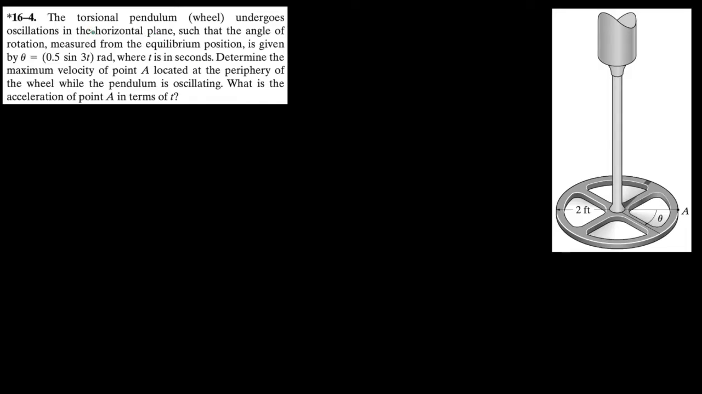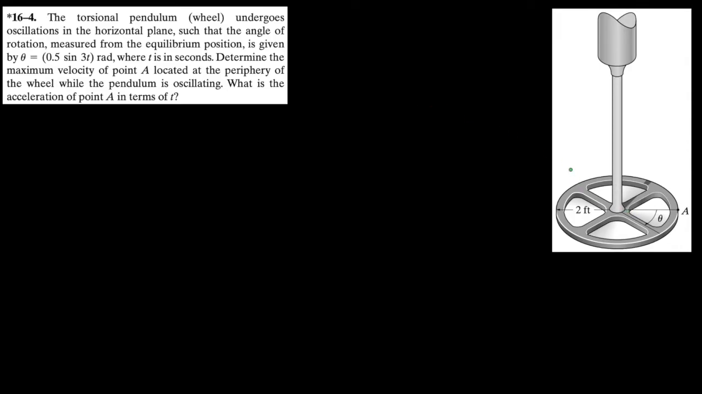The problem states the torsional pendulum undergoes oscillations in the horizontal plane, such that the angle of rotation measured from the equilibrium position is given by this equation. Determine the maximum velocity of point A located at the periphery of the wheel while the pendulum is still oscillating. What is the acceleration of point A in terms of t?